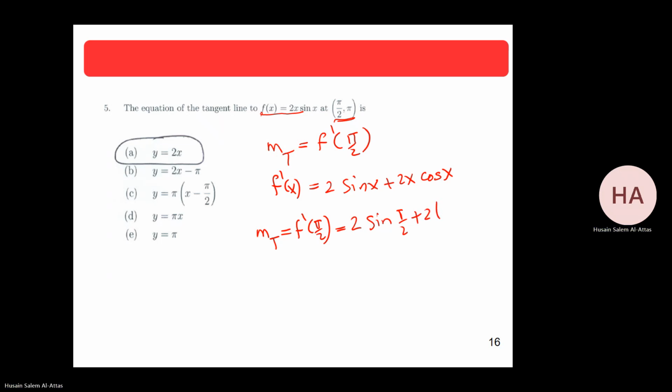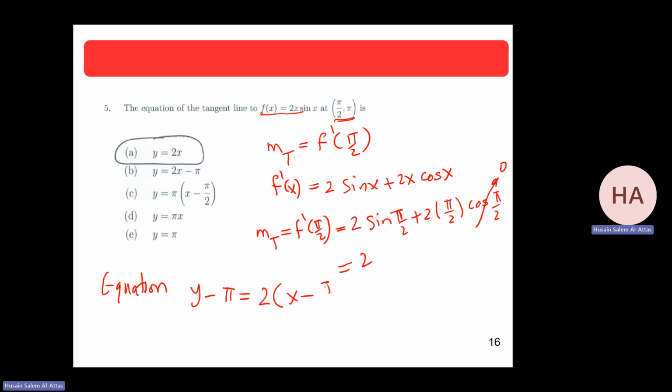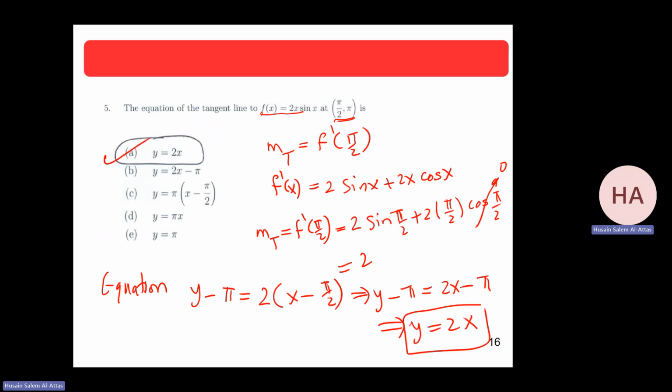What I need, M tangent, f prime at pi over 2, that will be 2 sine pi over 2 plus 2 times pi over 2 times cosine pi over 2. This is 0, and this is 1, so I have 2. This is the slope. So the equation is y minus pi equals 2 times (x minus pi over 2). So I have y minus pi equals 2x minus pi. So minus pi cancels with minus pi, so y equals 2x, which is this one.